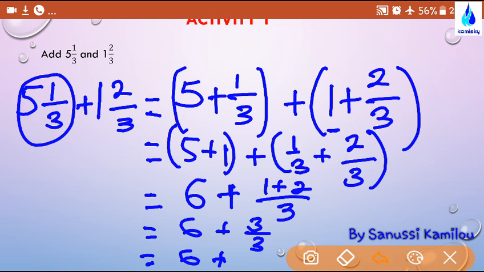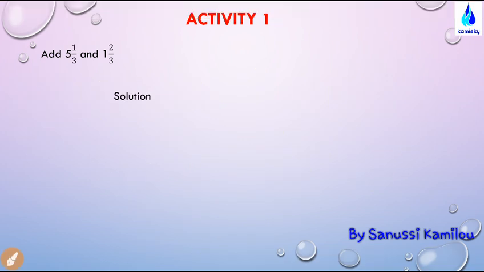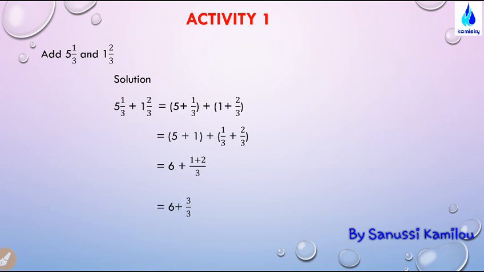So as I was saying, 3 over 3 becomes 1. So it will be 6 plus 1. Then it will give us 7 as our final answer. Well done. That is how we add like and mixed fractions, or mixed and like fractions. Congrats. This is what I just explained.